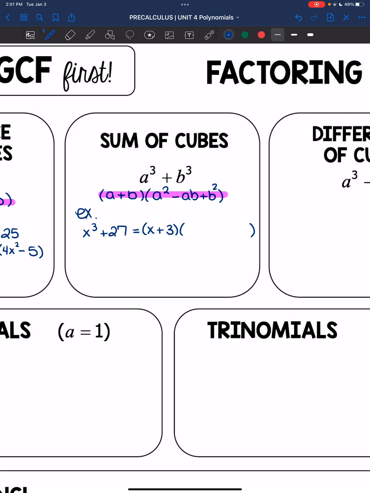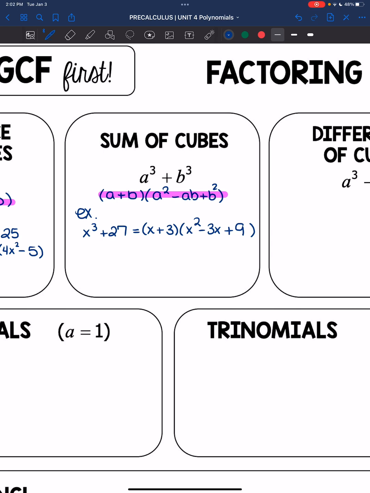That is 3. Now we're just going to take that a and square it. And that goes right here. So a squared, that first term squared, is x squared. Then minus the product of those two terms, that's x and 3, so 3x. Then plus our second term, or our b term, squared, which is 3 squared. That gives us 9. There you have it. That is my sum of cubes factored.